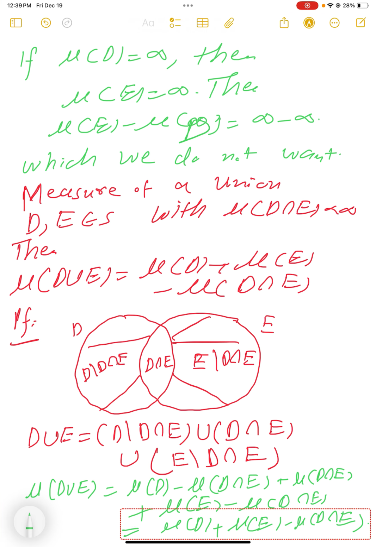It was very easy, we just need to use set theory. Okay, so we are done for today, and thank you, hope you understand.